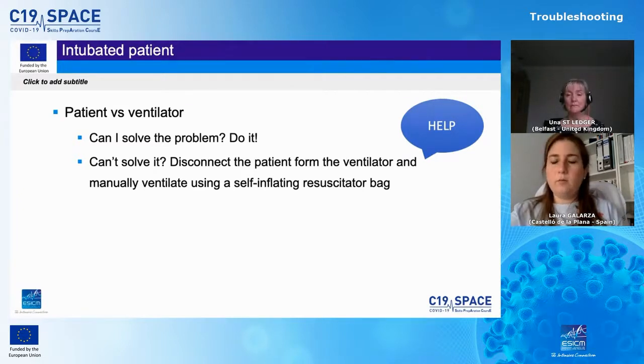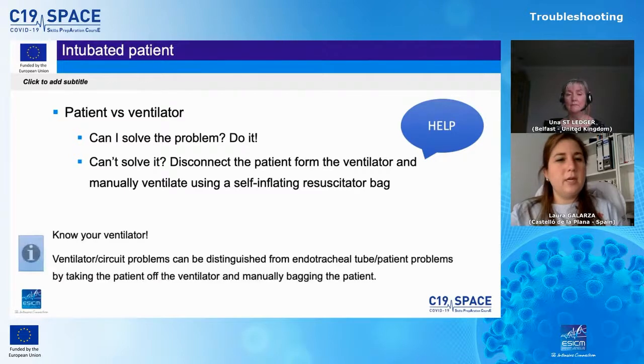A couple of tips that will make you a little bit less anxious: you should know your ventilator. Each ventilator has different sounds and different names for the same alarms, but you will get used to them once you are working there. And also, ventilator and circuit problems can be distinguished from endotracheal tube and patient problems by taking off the ventilator and manually bagging the patient.